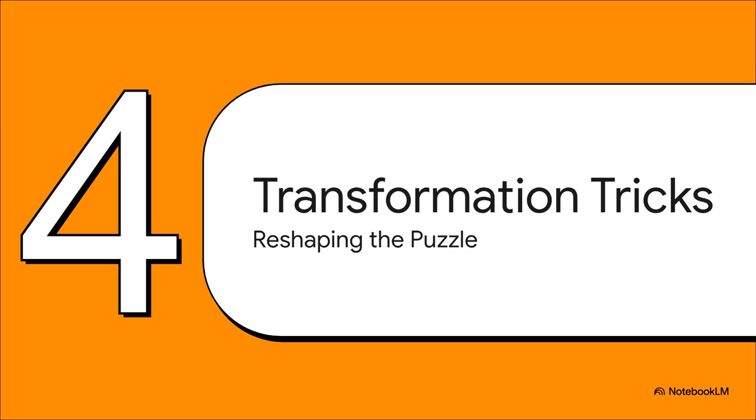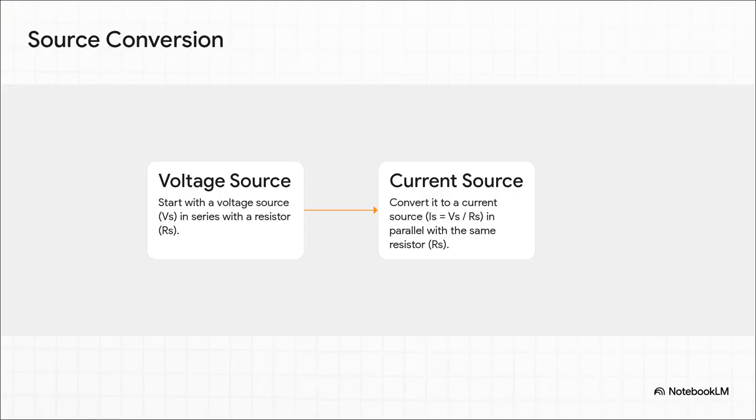You know, sometimes the smartest way to solve a puzzle isn't to attack it head-on. It's to change the puzzle into something you already know how to solve. And our toolkit has some seriously clever tricks for doing just that. One of my favorites is source conversion. It's this fantastic trick that lets you swap a voltage source with a series resistor for an equivalent current source with a parallel resistor, or the other way around. Doing this can sometimes dramatically simplify a circuit and make the rest of your analysis way easier.